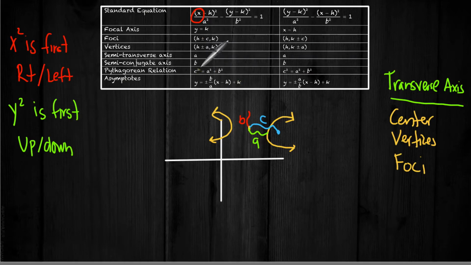Notice that the Pythagorean relation is a little bit different here. It's c squared is equal to a squared plus b squared. In the other videos with ellipses, it was a squared is equal to b squared plus c squared. So we're going to talk about all that in the problems to follow.